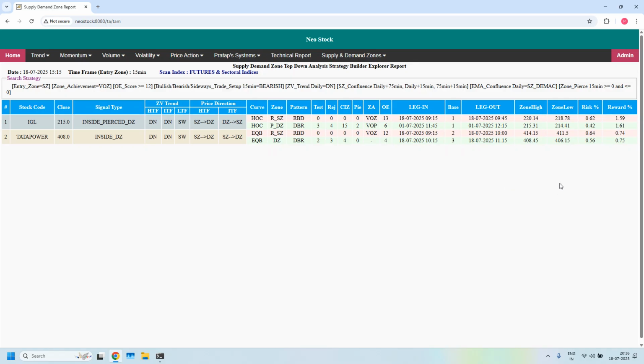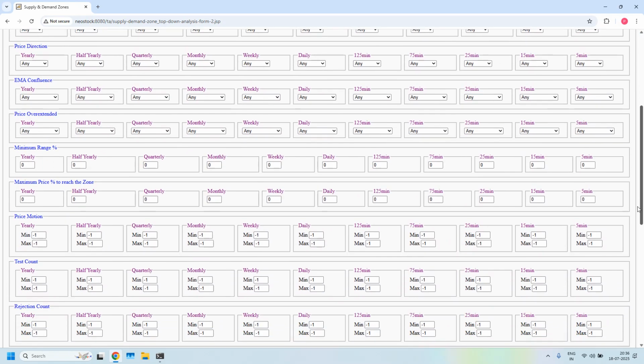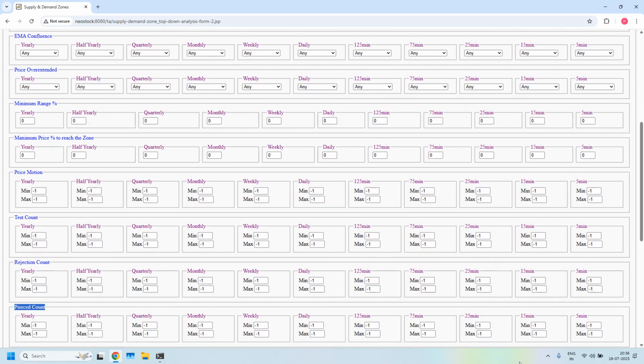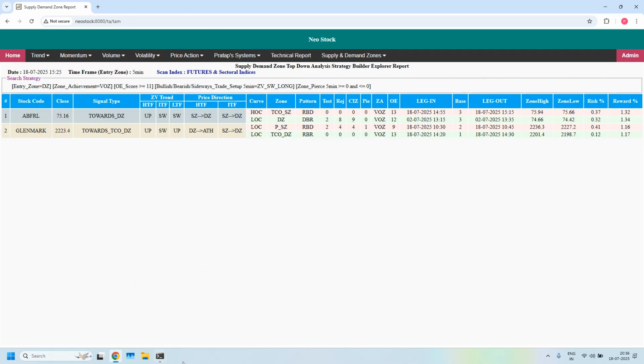Next, we will generate hourly income trade reports. Entry time frame 5 minutes, entry zone demand zone, bullish, bearish, sideways. At 5 minutes I am selecting sideways long, zone achievement: violated opposing zone, minimum odd enhancer score 11 for sideways, and also the 5 minute demand zone should not be pierced. So in the pierced count parameter at 5 minutes time frame, minimum value 0, maximum value 0. We got 2 stocks, sideways long trade setup for hourly income trade. Entry time frame zones are 5 minute demand zones.